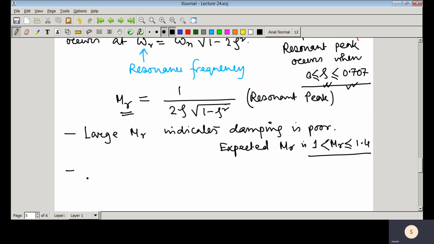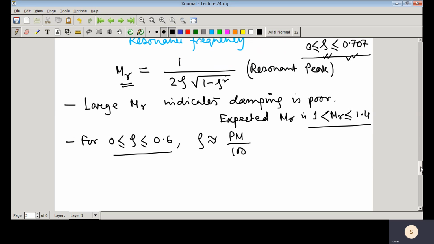And there is one interesting relationship. Whenever zeta is between 0 and 0.6, zeta is approximately equal to the phase margin divided by 100. Whenever we will be designing a closed loop system, this information is very essential as well as very important. Suppose it is said that you need to design a controller so that your phase margin would be 45 degrees. Then from there you can immediately understand, for a second order system, the zeta value would be around 0.45, because 45 divided by 100. And that works whenever zeta is between 0 and 0.6.